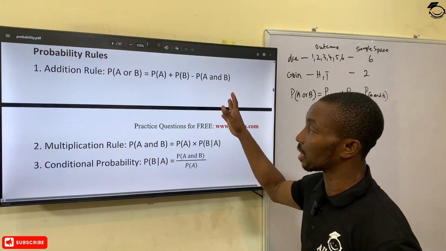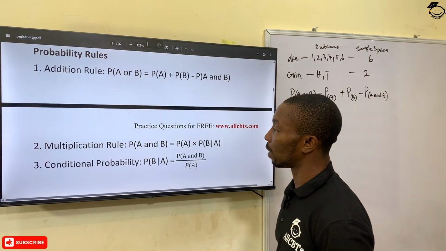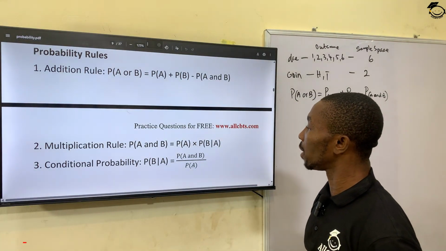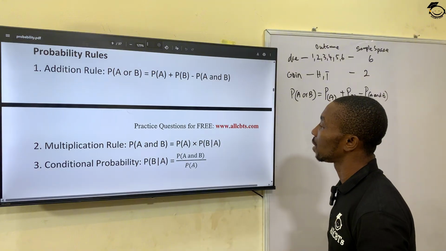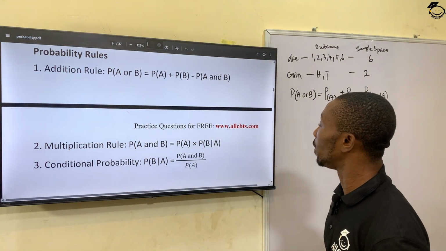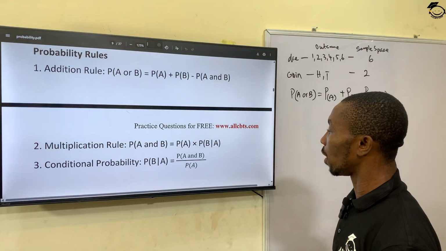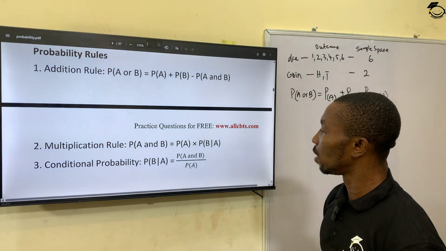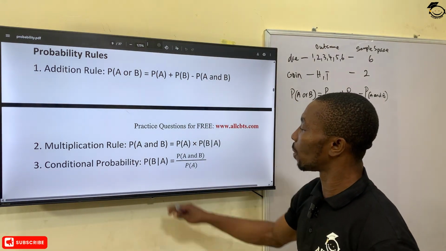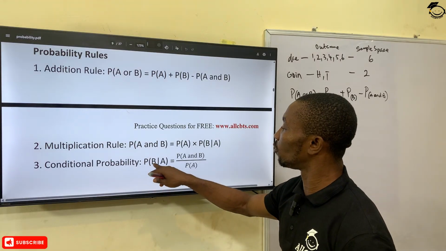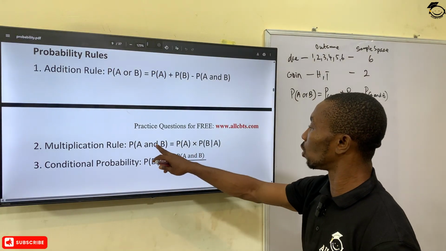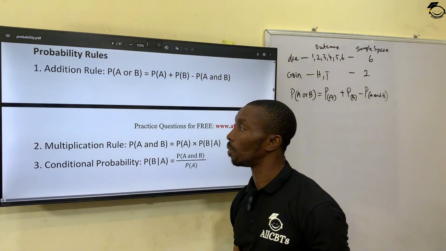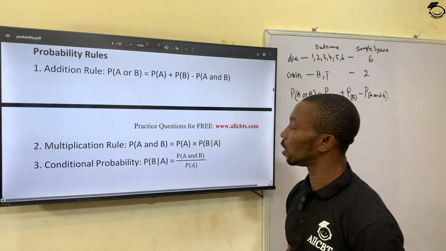Okay, now we'll look at examples on them as time goes on. Now, for the multiplication rule, we have probability of A and B, that is probability of A times probability of B over A. Which brings us to our conditional probability, where we have probability of B over A to give us probability of A and B all over probability of A. Okay, now that's for our probability rule.